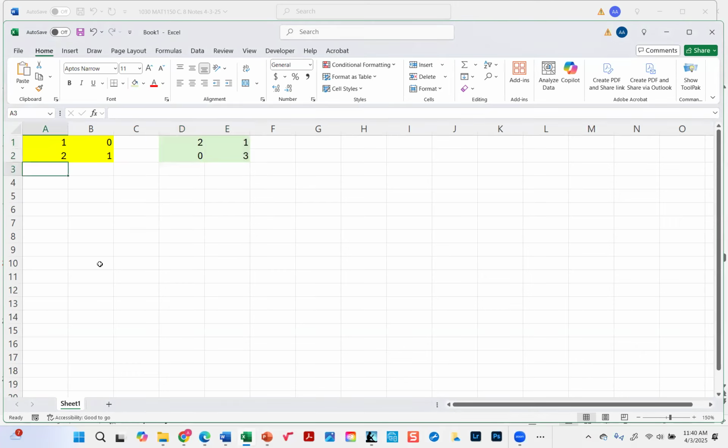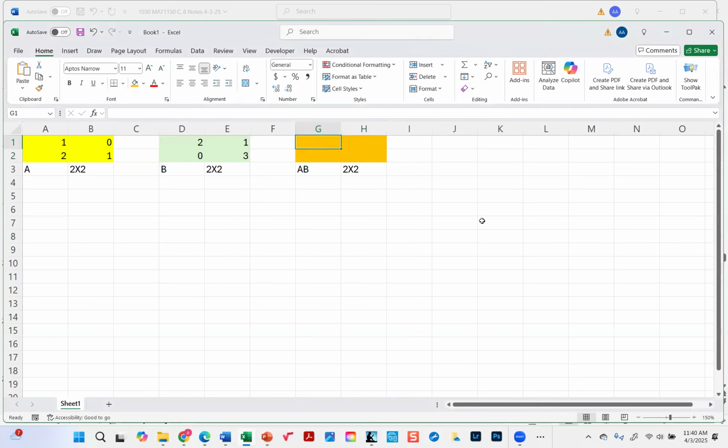All right, so this is A. And if you notice, the dimensions are 2 by 2. This is B, and its dimensions are 2 by 2. So we know that they can be multiplied together. The result will also be 2 by 2. We'll call it AB. And we want to know, let's make this orange, I guess, what is the product of these two?